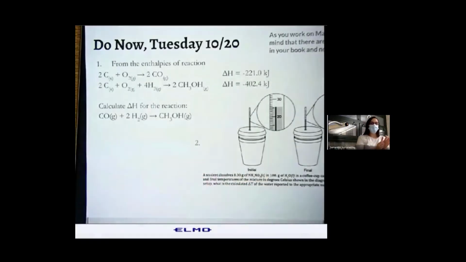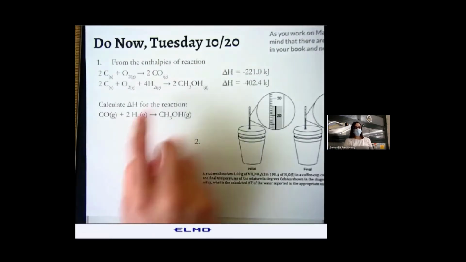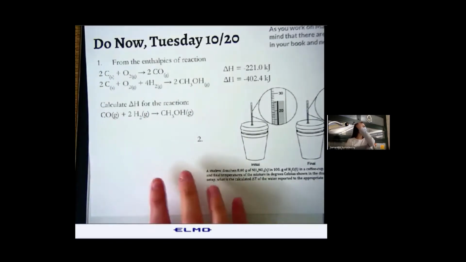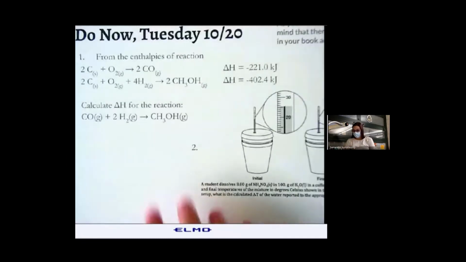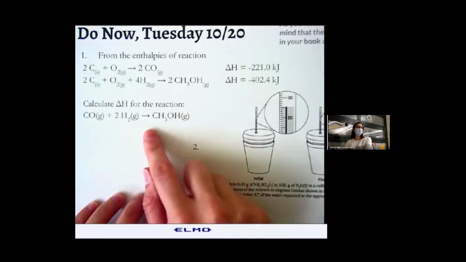For number 1 on the do now, when we think about the type of problem that we have, 2 equations with delta H values, it says calculate the delta H for this new reaction. So we have 2 reactions up here. We have to find the delta H for a new one. This is Hess's law. So what we need to figure out is how can we manipulate these 2 equations to get this new one?